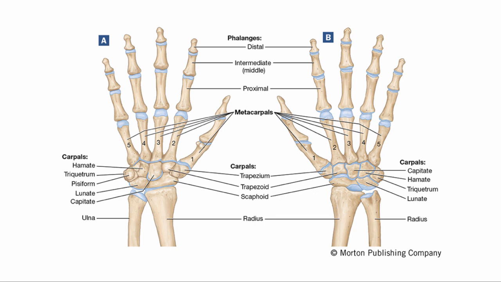Lastly, in the upper extremity will be the bones of the hand. Try to familiarize yourself with all the names of the carpals. The metacarpals and phalanges are easy. Just count from 1 to 5, starting from the thumb.